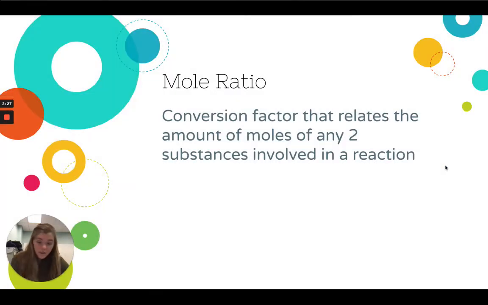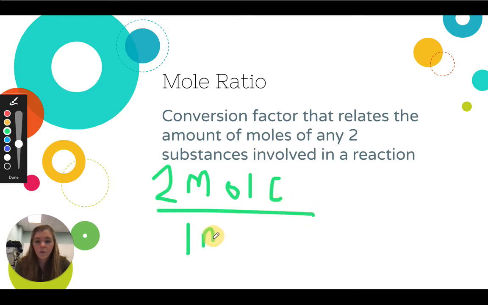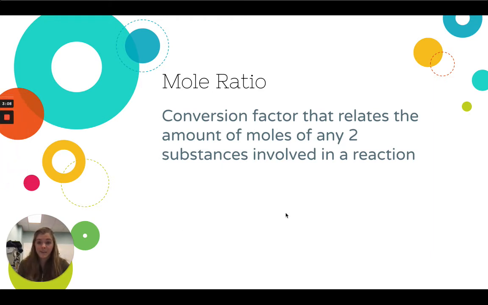Okay, and then another term that we need to know is a mole ratio. So a mole ratio is something we've gone over before, but not in terms of a mole ratio. We've talked about them in terms of conversion factors. So a mole ratio is a conversion factor that relates the amount of moles of any two substances involved in a reaction. And I know that's going to sound confusing, but a mole ratio could be as simple as this. So let me grab my little marker out. It could be as simple as 2 moles of carbon is equivalent to 1 mole of hydrogen. And you're going to be able to solve these by looking at reactions. And we're going to do some practice with that here in a second.